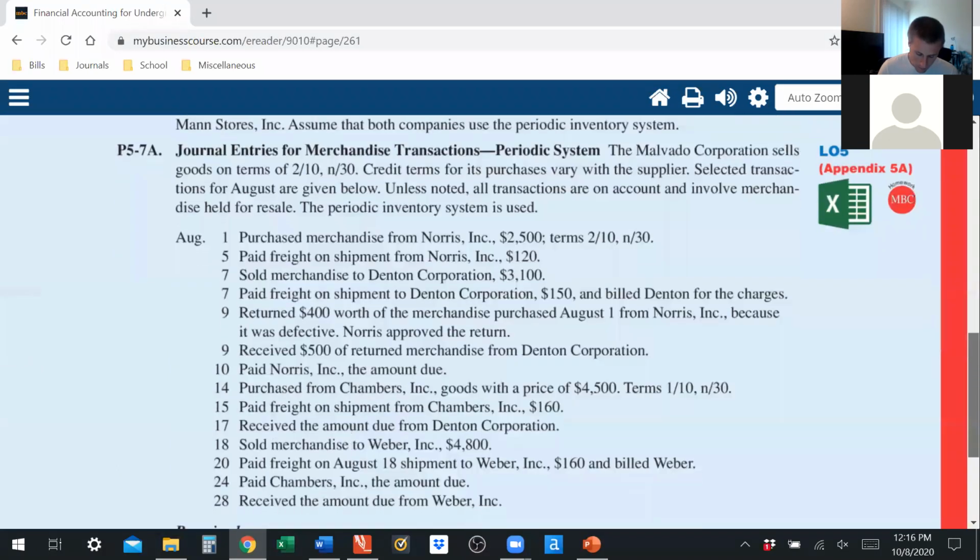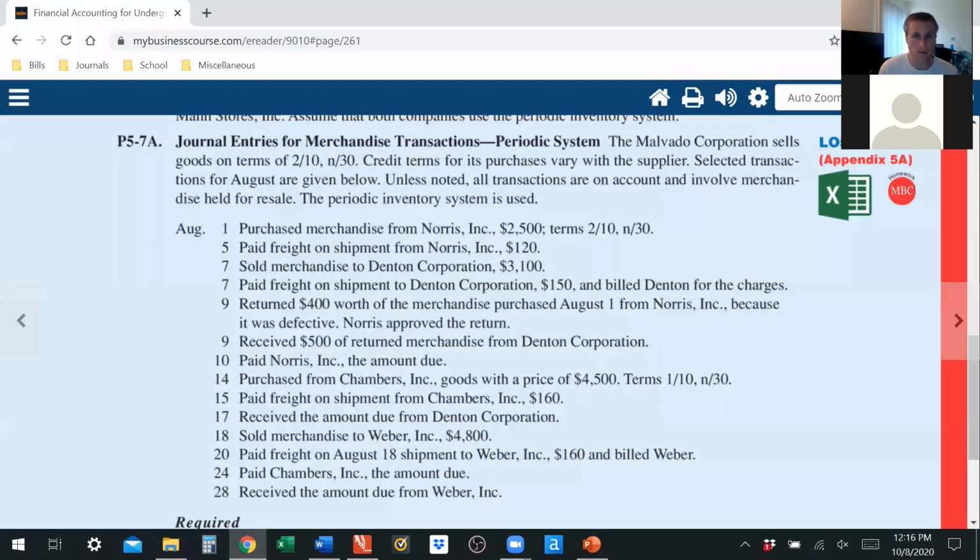So this problem, and you can see right here, it's from appendix 5A. You know that because it says periodic system right here. We're basically just doing what we just did for Kaylee, but with a different company and different numbers, just to drill this in.